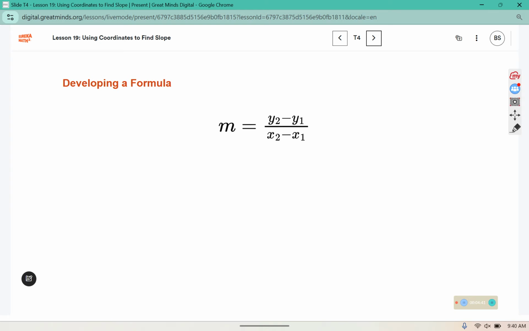And we also use the letter M to represent slope. You're going to see this pop up more in the future lessons.